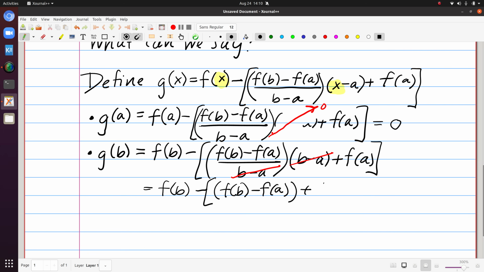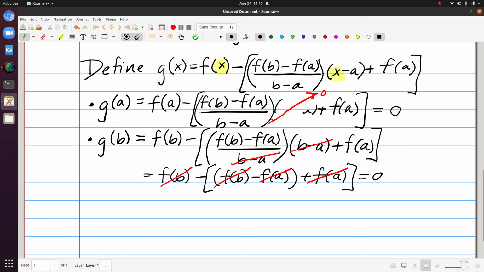And then within this parentheses, I'm still adding f of a. So again, notice that I have inside of here a negative f of a and a positive f of a. I have a positive f of b, and I'm subtracting f of b. So once again, I get 0. So now we see that our function g of x that I've constructed does pass through 0 at x equals a and x equals b.